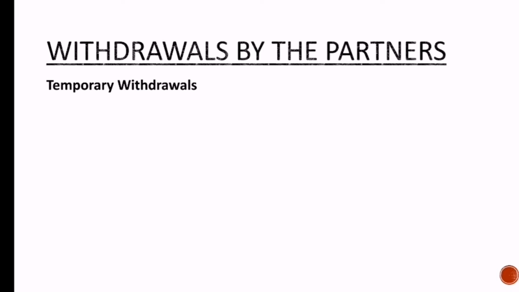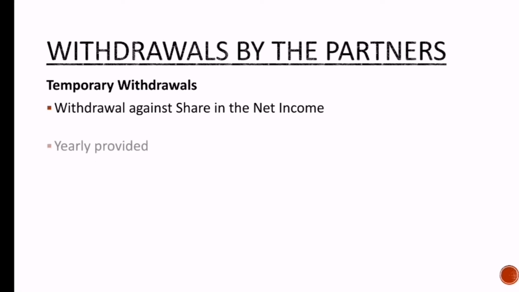So, the first is the temporary withdrawals and the permanent withdrawals. So, ano yung pagkakaiba nila? The temporary withdrawals, it is a withdrawal against share in the net income. Ibig sabihin, itong temporary withdrawals, binabangga muna ito sa net income bago siya binabangga sa capital. At itong temporary withdrawals, yearly provided ito. Depende kung napag-agreehan. So, ibig sabihin, kapag sinabi sa problem na this is yearly provided, automatic temporary withdrawals yon.